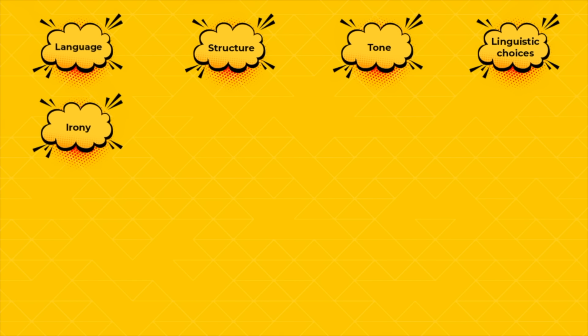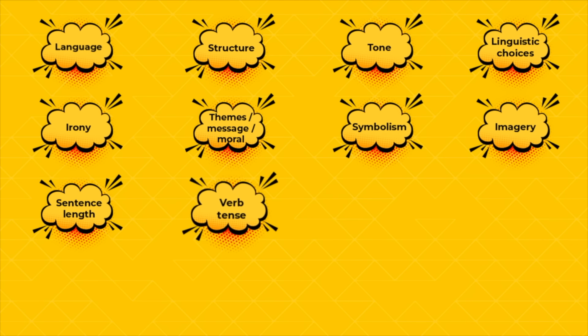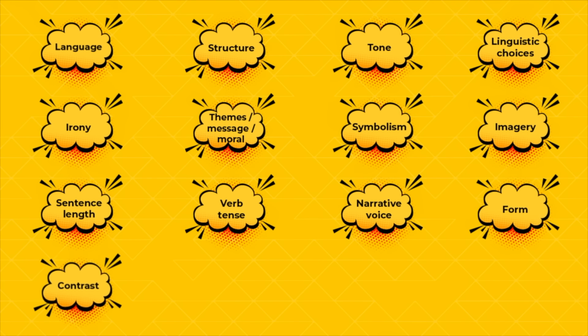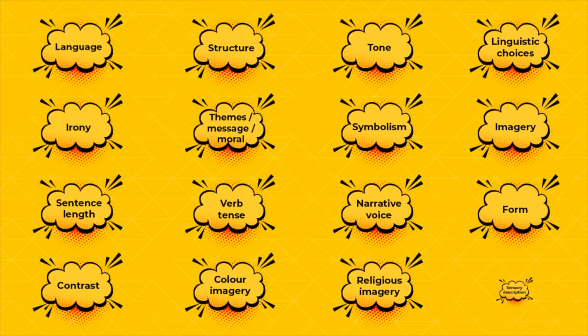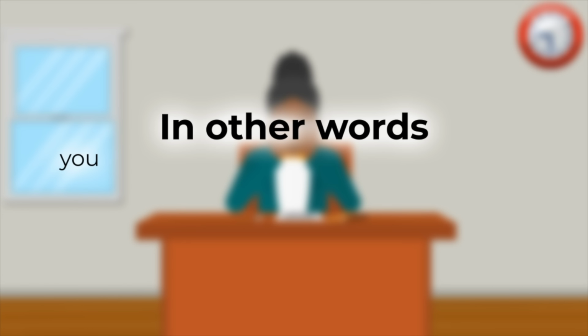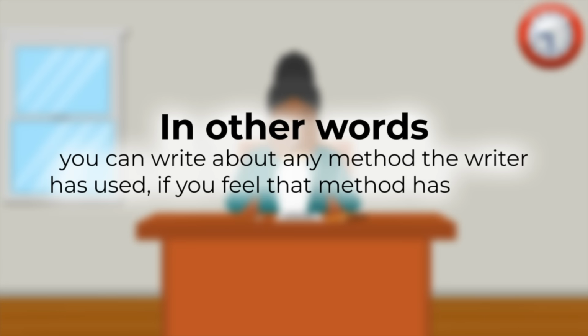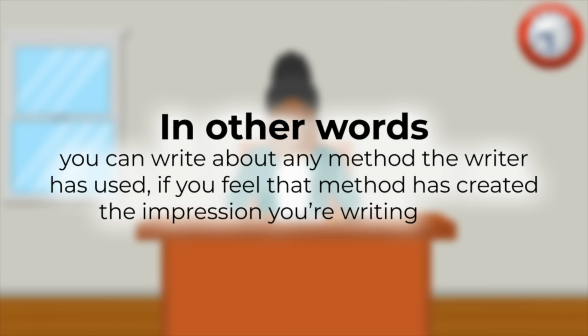Language, structure, tone, linguistic choices, irony, themes, message, morals, symbolism, imagery, sentence length, verb tense, narrative voice, form, contrast, colour imagery, religious imagery, sensory description, and that's just the things that have come up in the papers we've had so far. In other words, you can write about any method the writer has used if you feel that method has created the impression you're writing about.